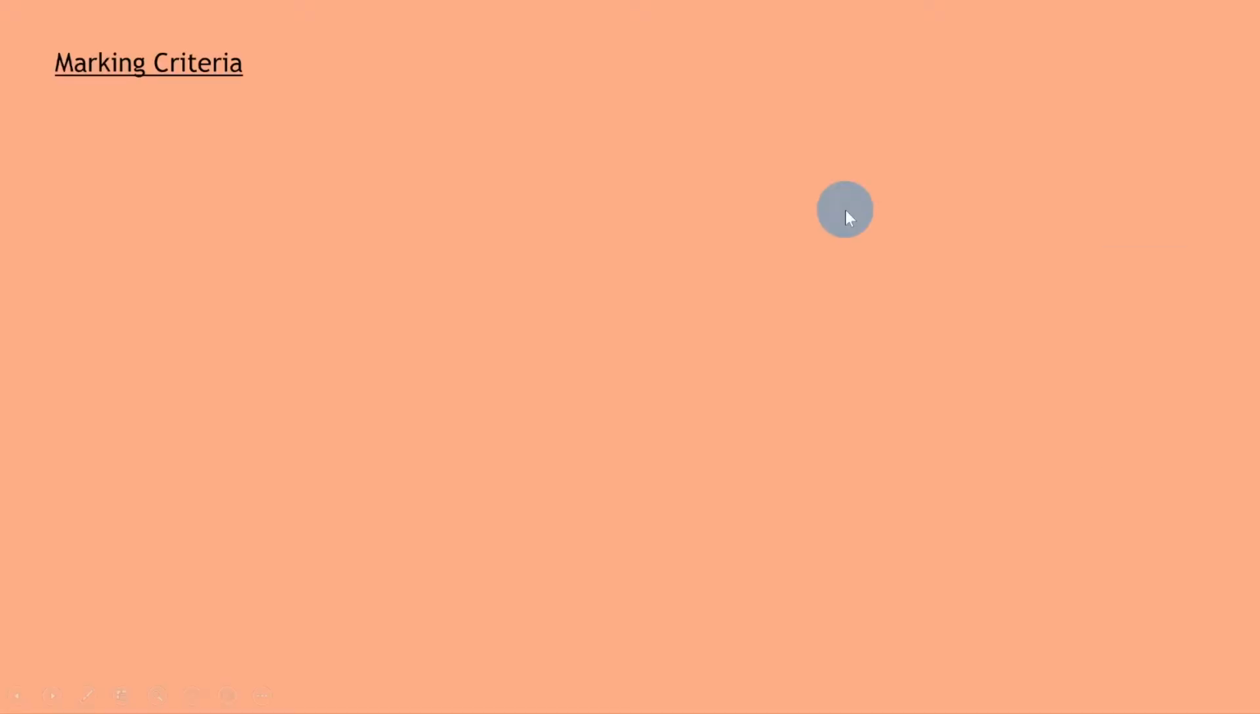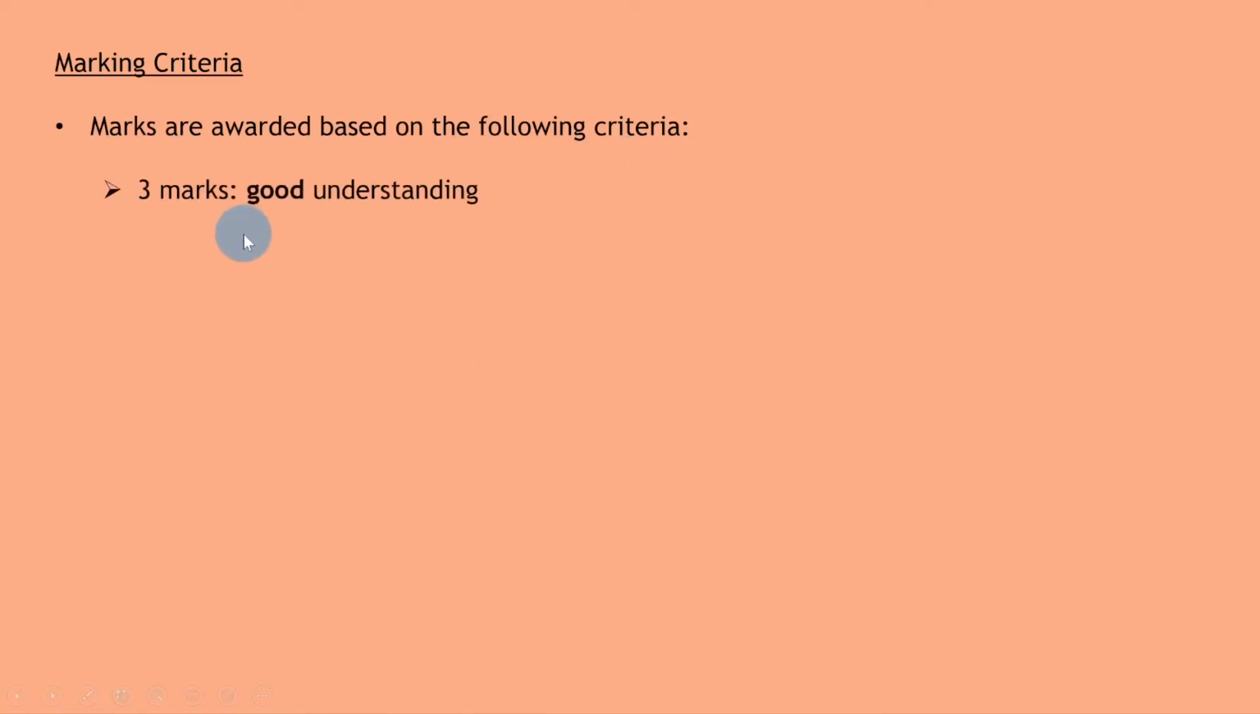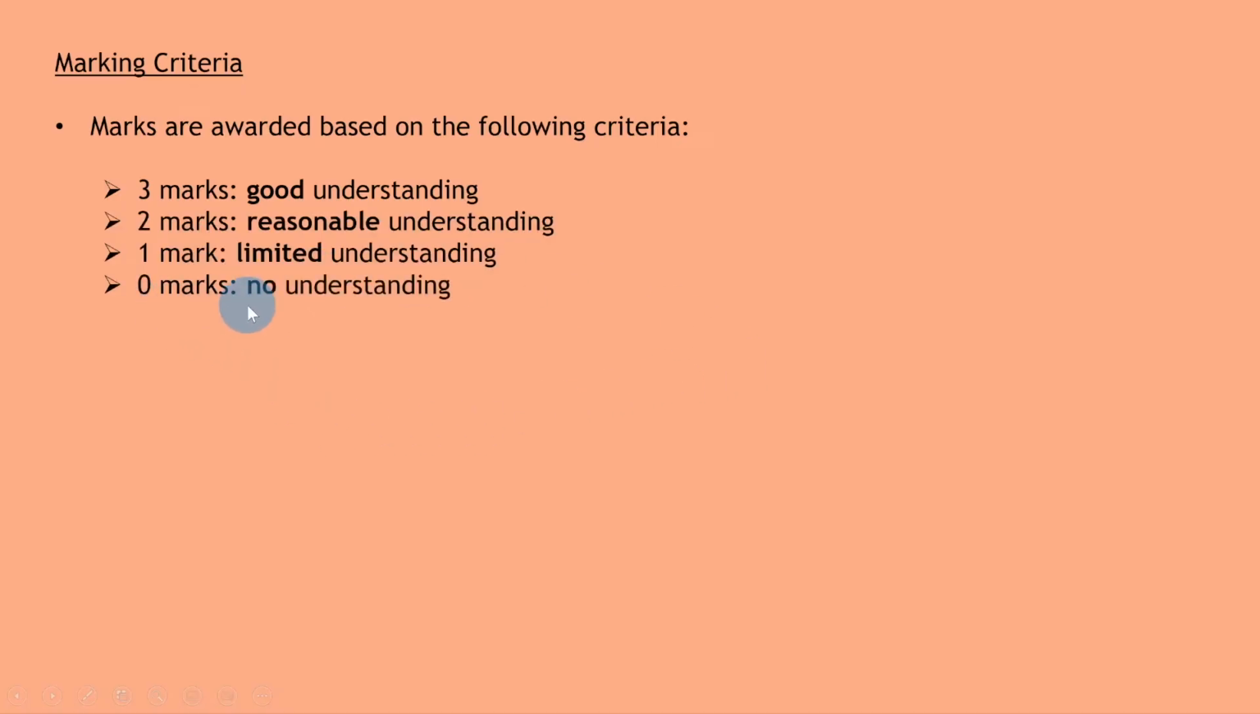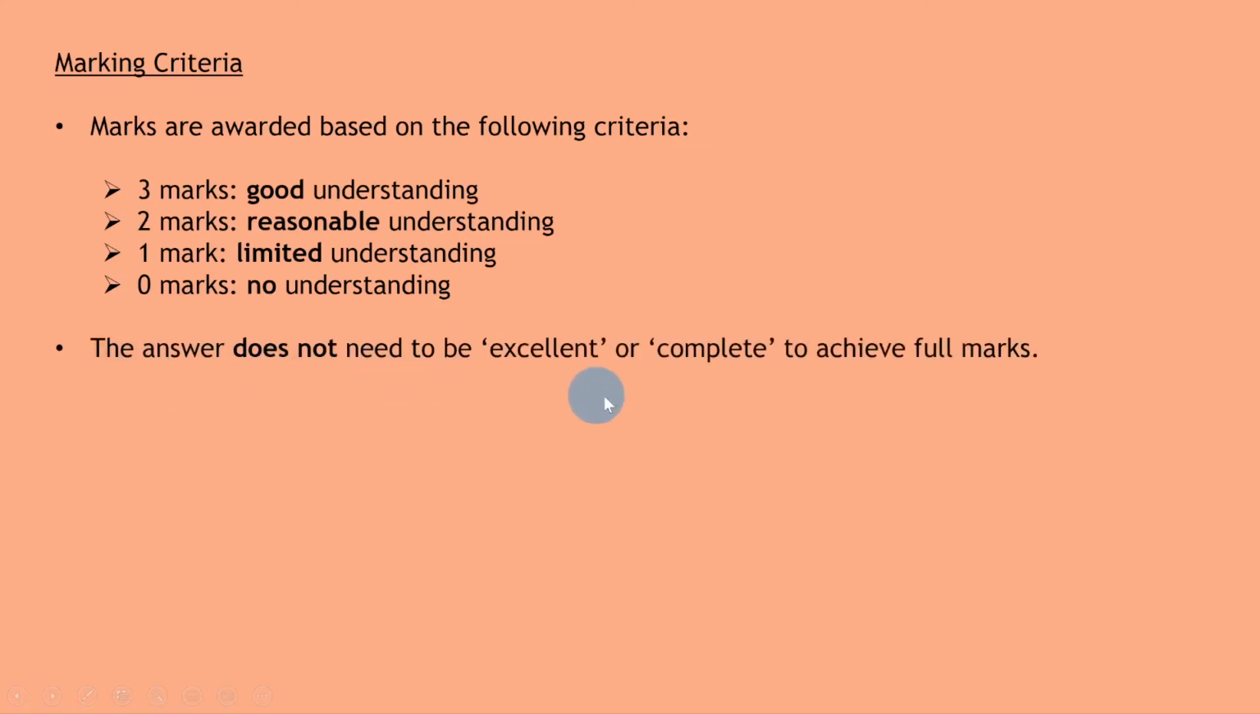We'll now look at the marking criteria to see how marks are actually awarded. So we say that marks are awarded based on the following criteria. 3 marks are for showing good understanding of physics in your response. You get 2 marks if you show a reasonable understanding of physics. You get 1 mark for a limited understanding, and lastly 0 marks for showing no understanding of physics. And the answer does not need to be excellent or complete to achieve full marks, so you can get 3 out of 3 marks just for having a good response, showing a good understanding.